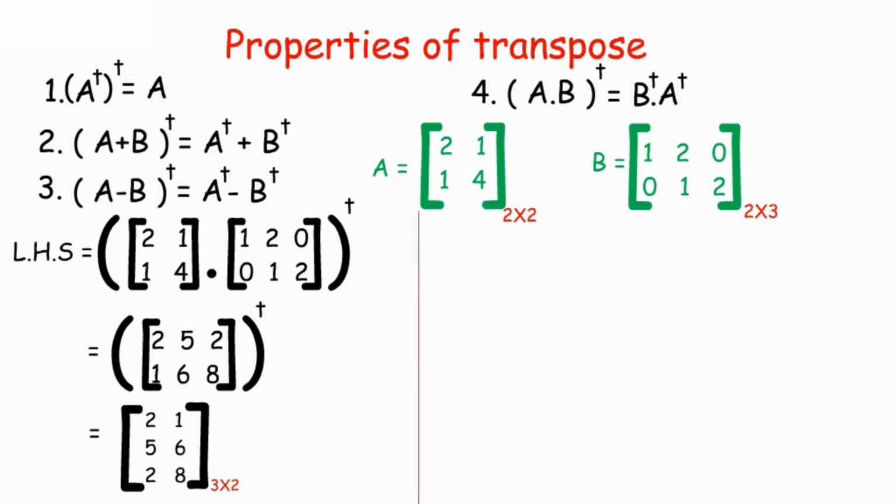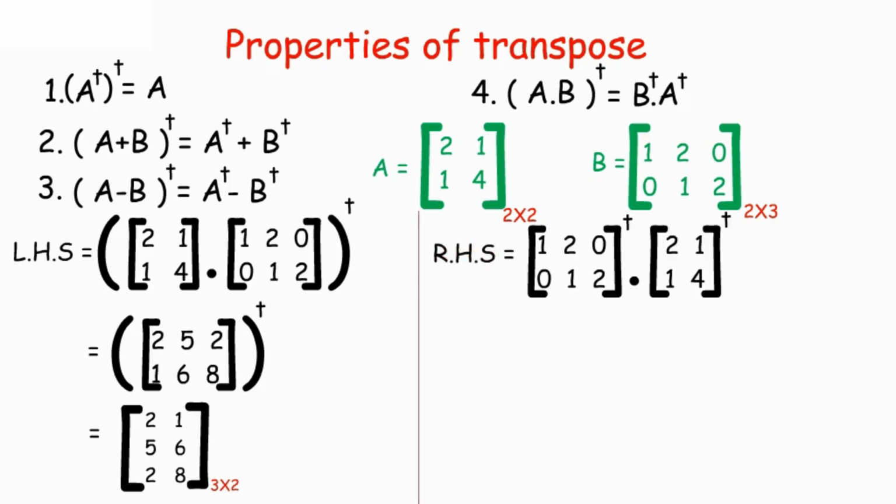Now come to the right hand side, which we will write as this. First, take the transpose of the individual matrices and then multiply them. Here you should notice an important point that matrix B comes first on the right hand side of this property, while in the previous properties of addition and subtraction, the sequence of matrices on both sides was the same.